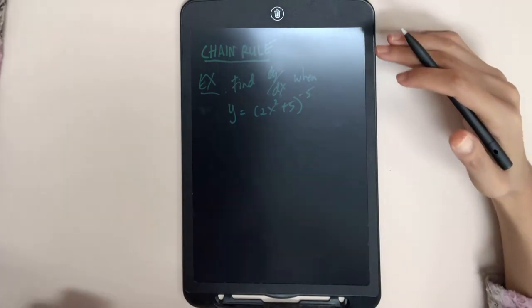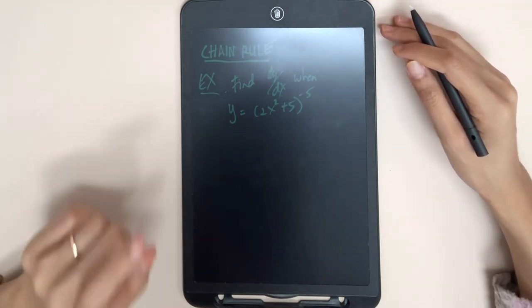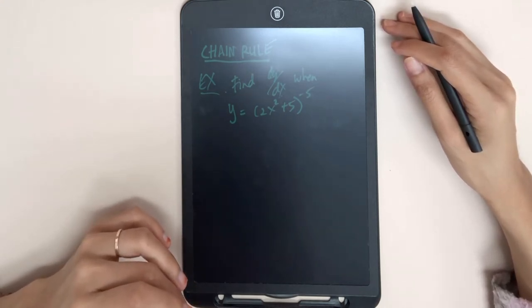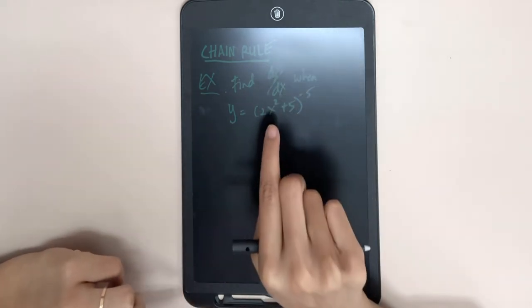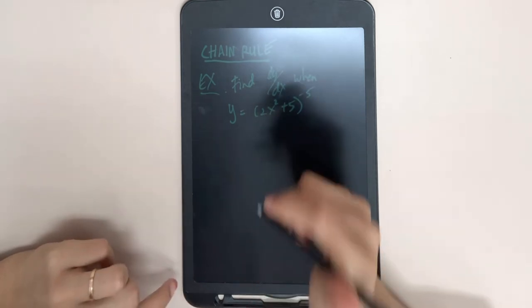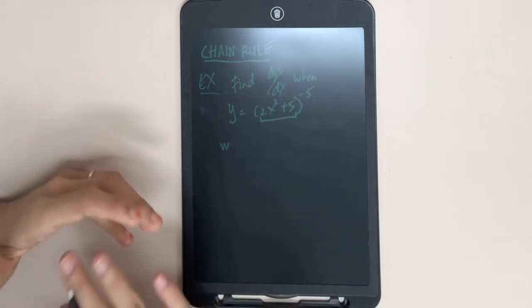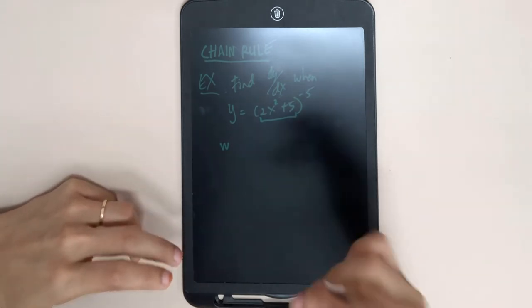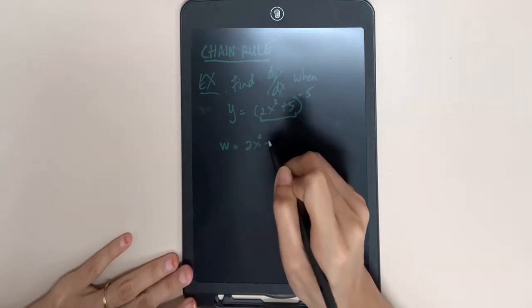Okay, alright, so for example now the question asks you to find dy/dx when y equals (2x squared plus 5) to the power of negative 5. So what do we do first? You can see that inside the bracket there is a function, 2x squared plus 5. So we will let this inner function be another alphabet. You can choose, no problem, you can use A, B, C, D, tak kisah pun. Okay, so let's say I use W, so I let W equal 2x squared plus 5.